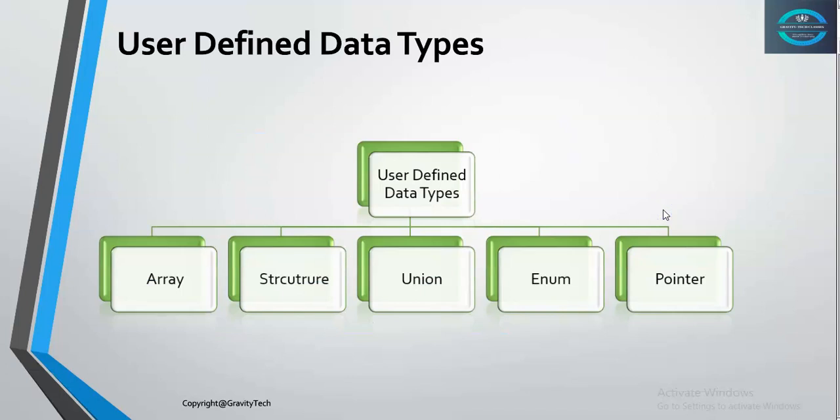Okay. Now, what are the user-defined data types? We have already covered what are the data types and the different types of data types. If you want to know in detail, go back to my videos and you'll find one video particularly on data types. Okay. Now, user-defined data types are the data types which are created or generated by users. Those are categorized into 5 different types like arrays, structures, unions, enums, and pointers. And in this video, we will look at the array.